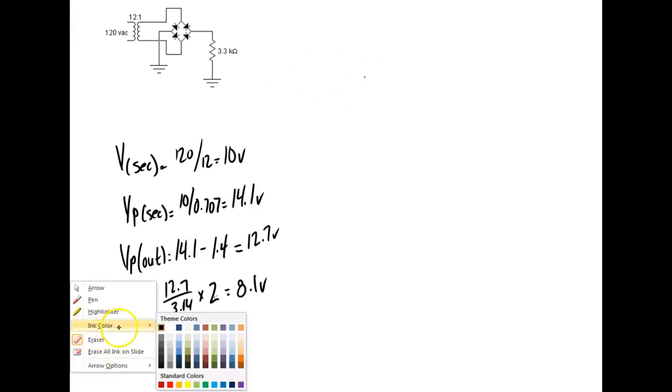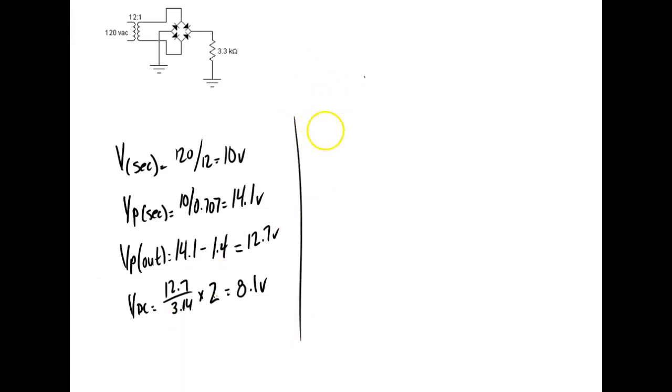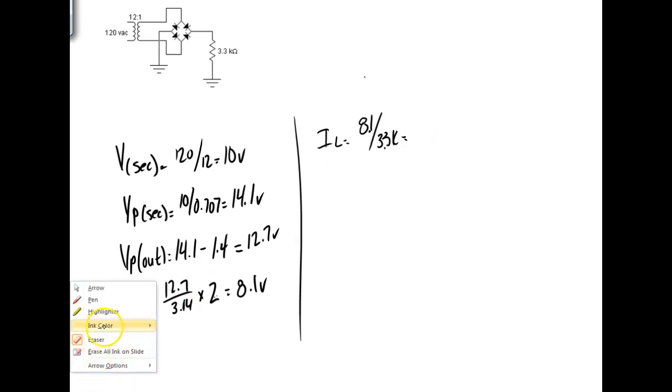Okay, so we calculated our output voltage. Now I need to calculate my load current. I load would be equal to 8.1 divided by 3.3K. What's it give me? 2.4 milliamps. 2.4. Where did I get 10 from? I think I even said 2 when I meant 2.4 milliamp.